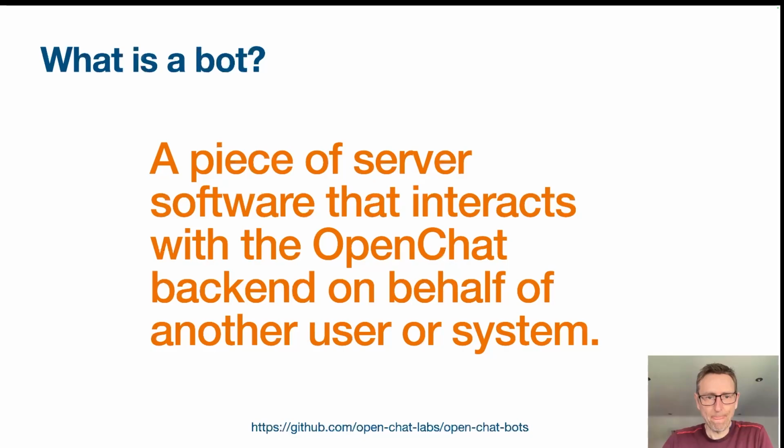So, what is a bot? A piece of server software that interacts with the OpenChat backend on behalf of another user or system. So this software can be written in any technology you like. It can be an internet computer canister, a Node.js web server, AWS Lambda function, anything at all. As long as it can receive and make HTTP requests, then you can use it. And it simply exists to sit between the OpenChat user or the external system and the OpenChat backend. And that, in a nutshell, is all there is to it.